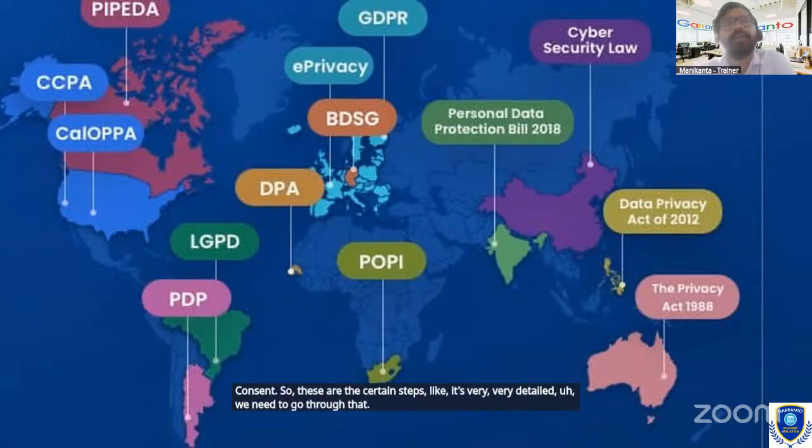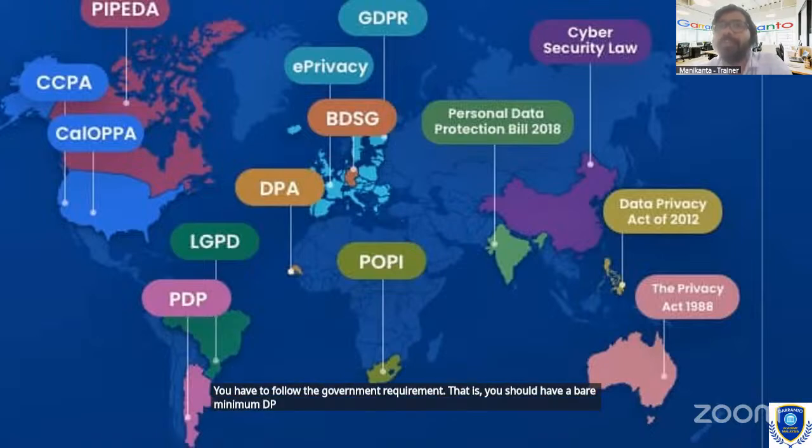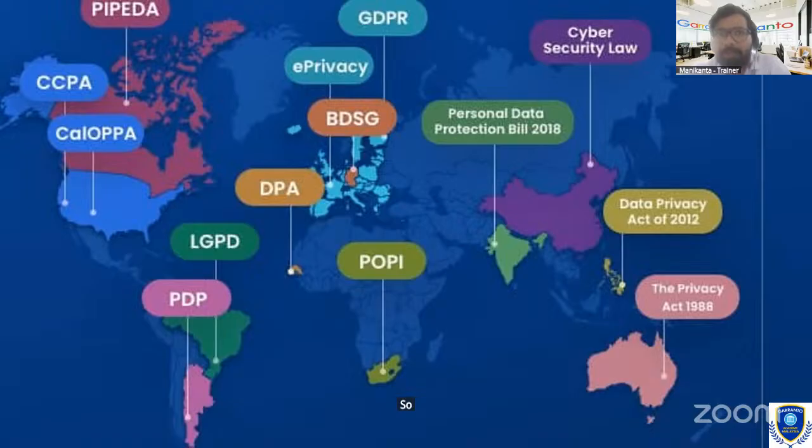It can't be covered here, but to make you all understand, if you are running an office in Malaysia and you want to do business in Malaysia, you have to follow the government requirement. That is, you should have a bare minimum DPO. I mean, every company should have a DPO if you have 10,000 customers. So maybe I'm an online CV maker. If 10,000 customers are signing up on my site, then I should have a DPO. It's a law. If you fail to do so, they put a $10,000 fine.